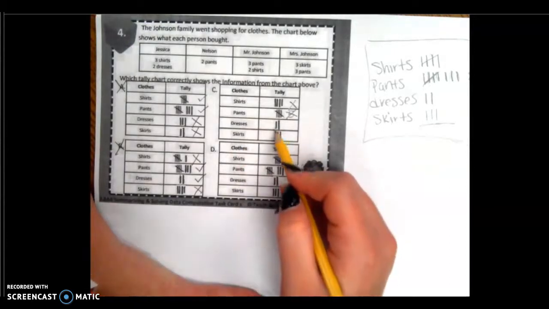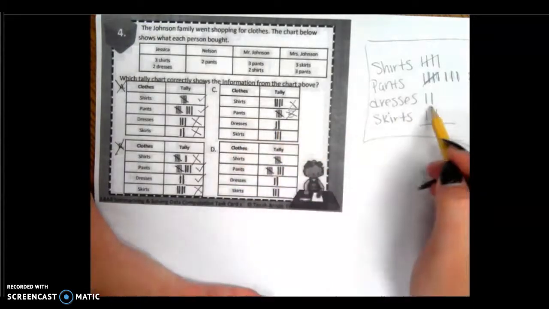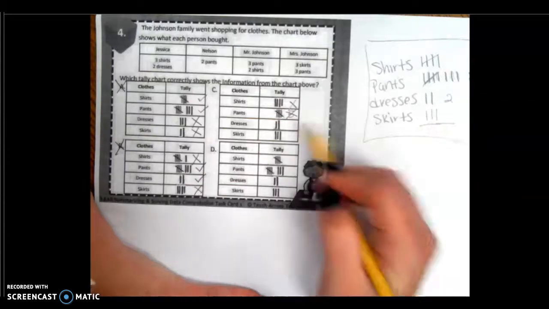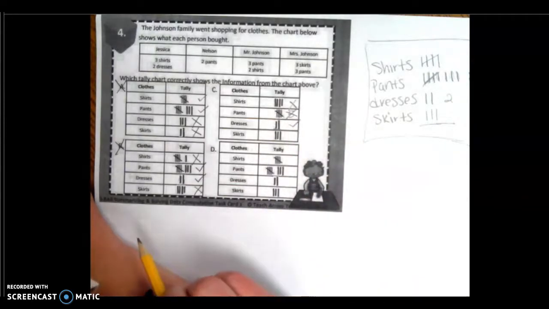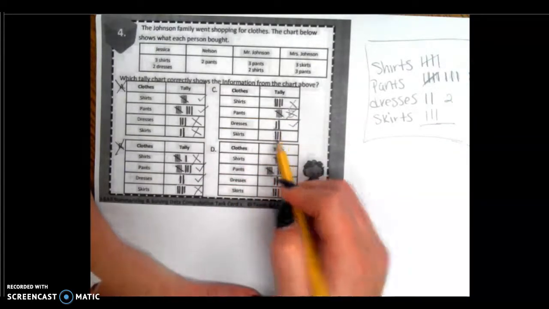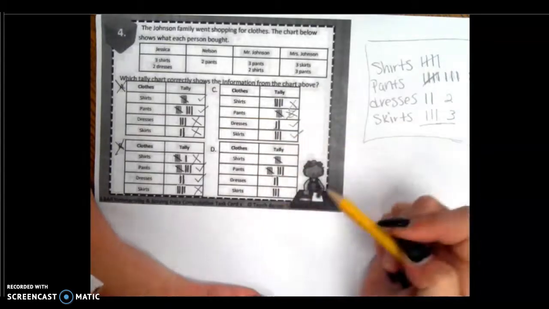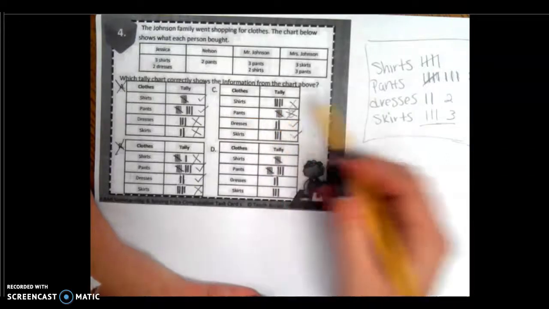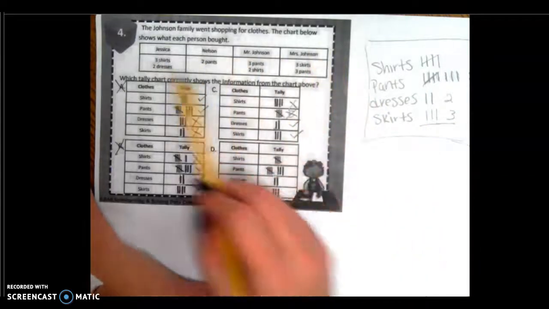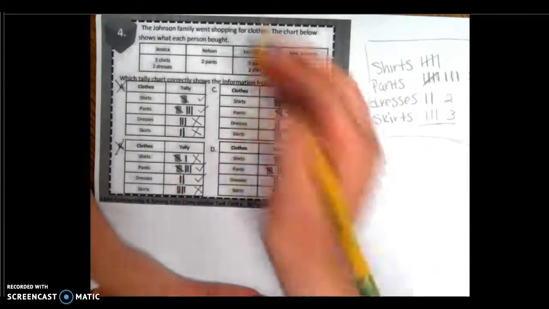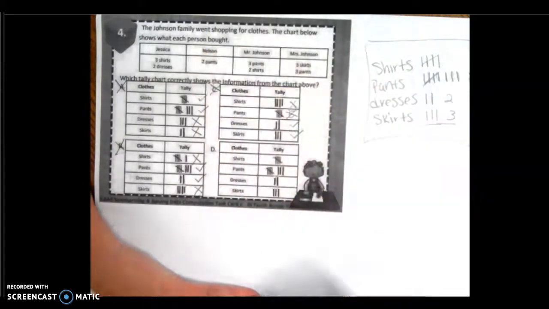Dresses says that we bought 2. Look at our chart, 1, 2. So that does match. But let's see our skirts. 1, 2, 3, 1, 2, 3. Oh, well that matches as well. But the number of shirts and pants does not match the total that we bought altogether. So we know that C would not work. That only leaves D, but let's double check it anyway.